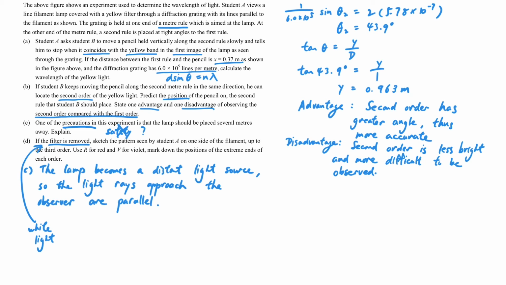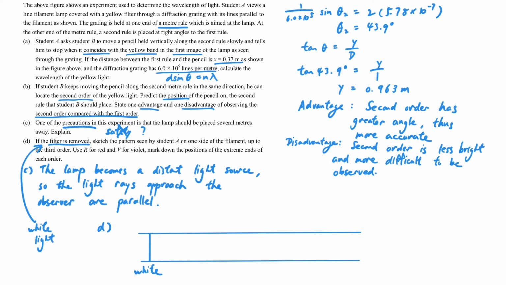And for part D, if the filter is removed, now actually the lamp is not a yellow lamp, but just a common lamp, but using the yellow filter. So when a filter is removed, that's why it's actually a hint about the white light. So we draw the spectrum that we can observe.